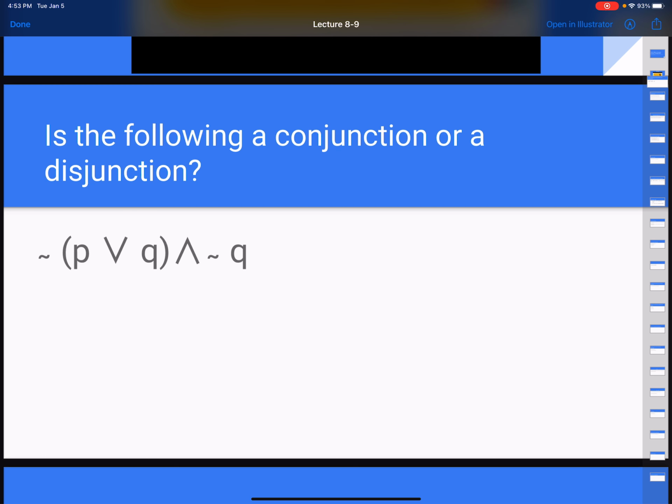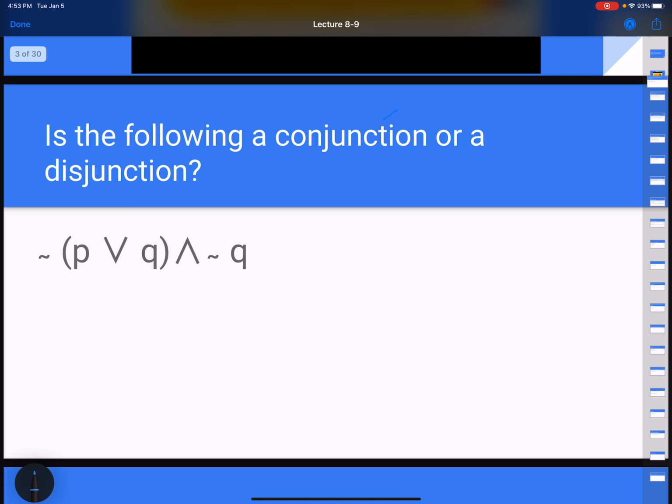In this video, we're just going to take a minute and do some review questions, some problems, and expand a little bit on our knowledge of this Boolean logic that we've been working on. So our first question says, is the following a conjunction or a disjunction? And before we answer that, we have to remember what is a conjunction and what is a disjunction.